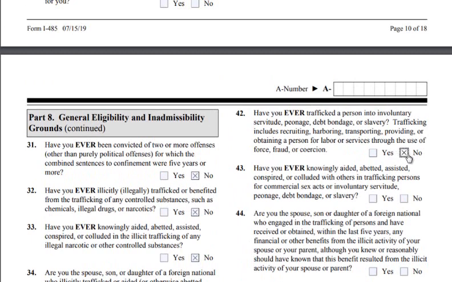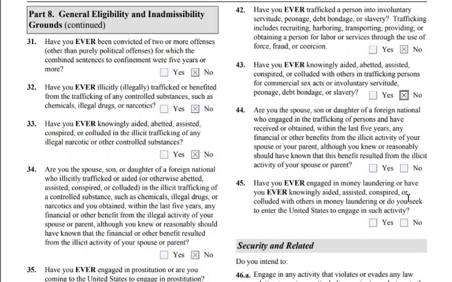Yes or no. Have you ever knowingly aided, abetted, assisted, conspired, or colluded with other traffickers in persons for a commercial sex act or involuntary servitude, peonage, debt bondage, or slavery? Are you the spouse or daughter of a trafficking person? Have you received or obtained? Yes or no. Have you ever engaged in money laundering? Yes or no.